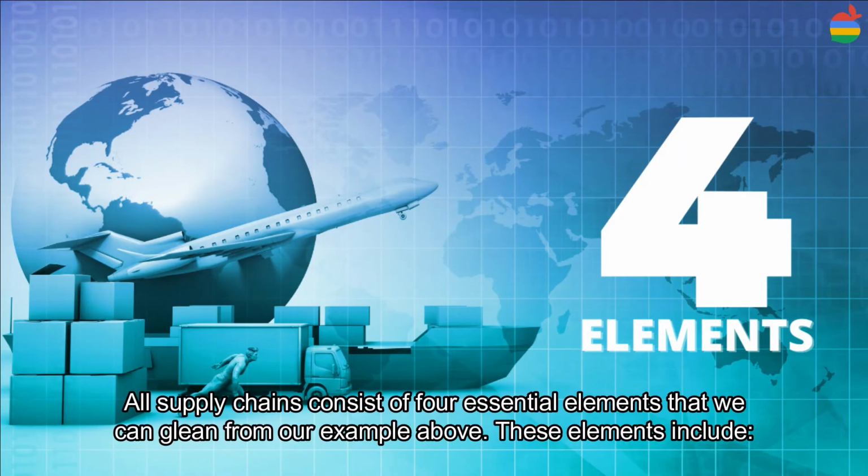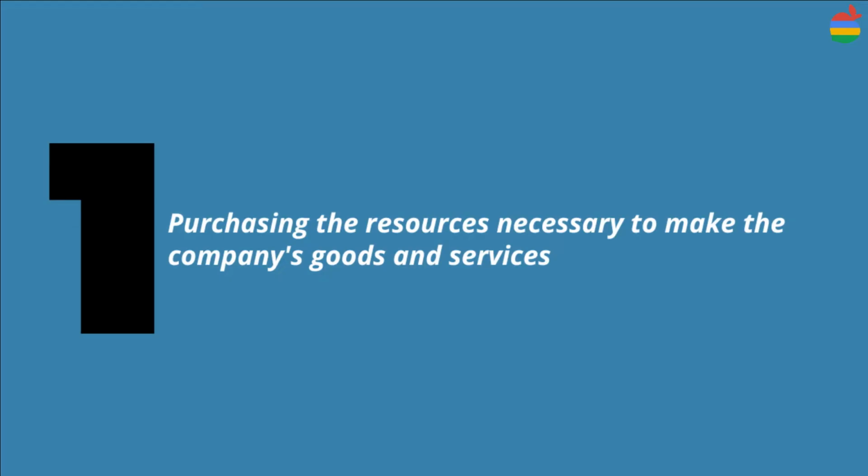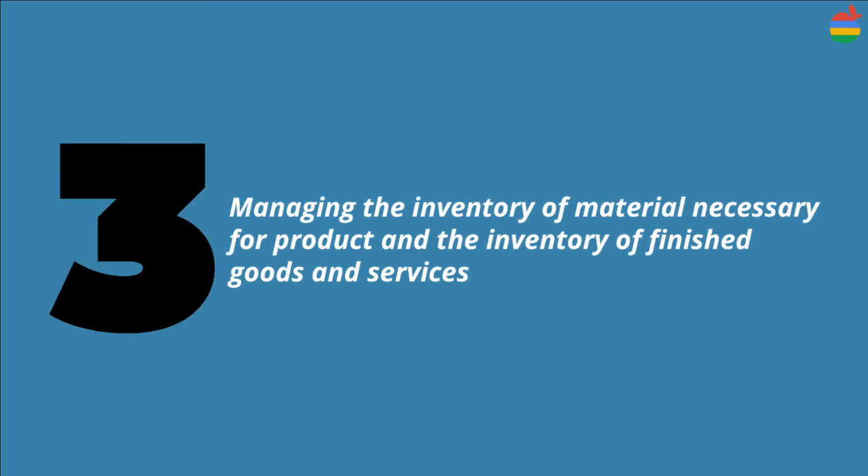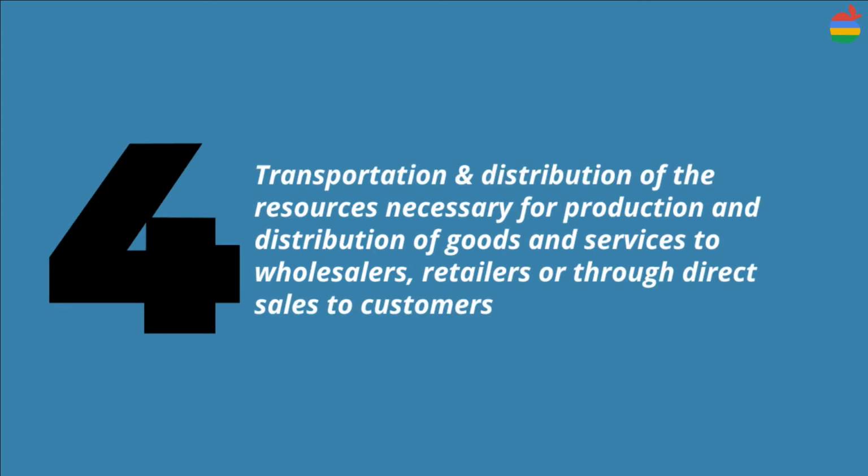All supply chains consist of 4 essential elements that we can glean from our example above. These elements include: first, purchasing the resources necessary to make the company's goods and services. Second, production of the goods and services from the resources acquired. Third, managing the inventory of materials necessary for products and the inventory of finished goods and services. Number 4 is transportation and distribution of the resources necessary for production, and distribution of goods and services to wholesalers, retailers, or through direct sales to customers.